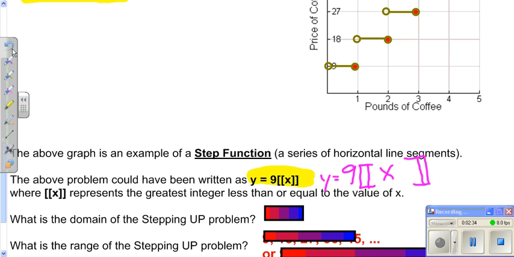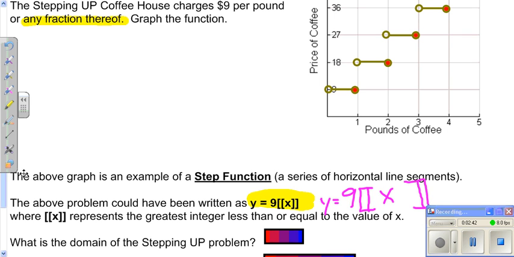So for this particular function, you're going to go ahead and look at your domain. Well, your domain's anything you put in. So for your Stepping Up Coffee House, you could have any positive number being your domain, meaning how many pounds of beans you're going to sell. You can't sell 0 pounds, you can't sell a negative, so we know it's just positive.